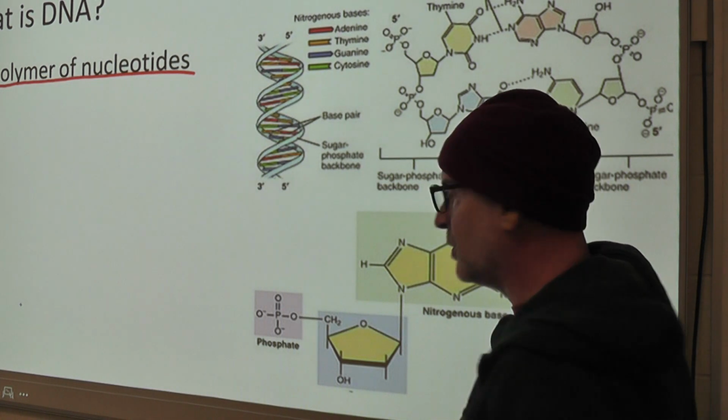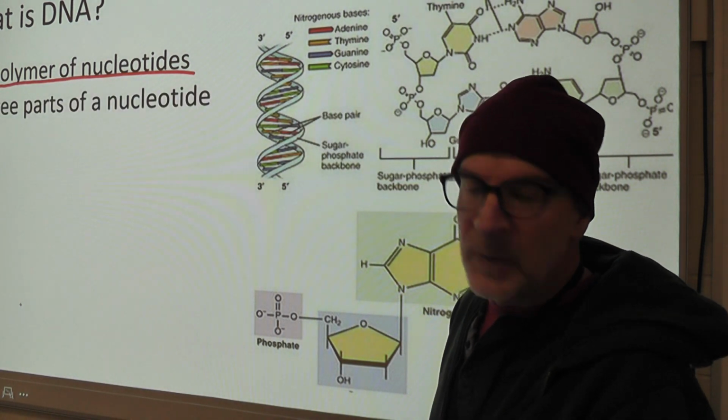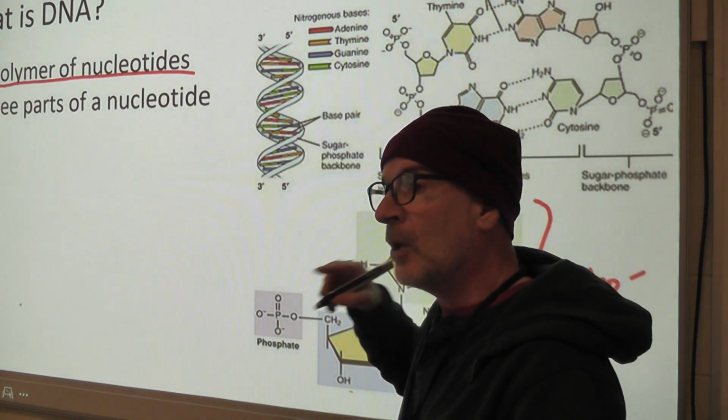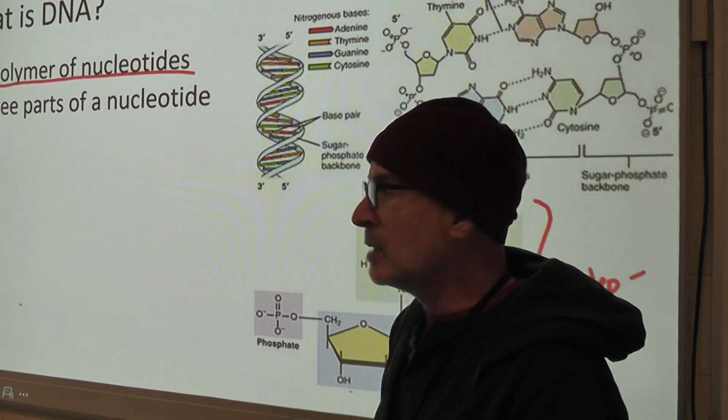It's all one word, but I couldn't fit it on there. So a nucleotide has some different pieces to it. There's 3 parts, and you've seen all 3 of these parts. So I'm going to show you in these drawings, and I'm going to show you using the model.